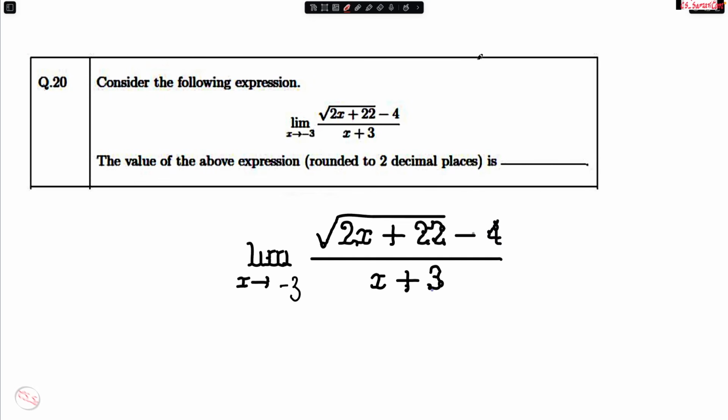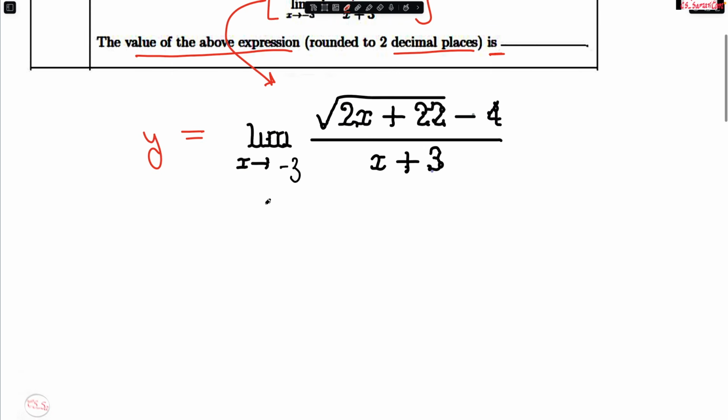Okay, so let's solve this question. The question states: consider the following expression. This is the expression that has been given to us. The value of the above expression rounded to 2 decimal places is, okay, so we have to find that, right? Let's take this as equal to, I basically copied that thing over here, nothing distinct.